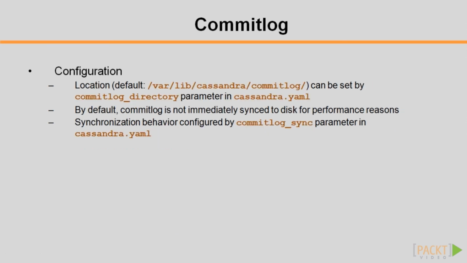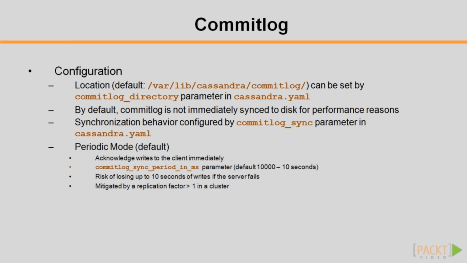The location of the commit log can be configured by the commitlog_directory parameter in cassandra.yaml. The default is in the commitlog directory under Cassandra's data directory. For performance reasons, the commit log isn't immediately synced to disk by default. This synchronization behavior can be configured by the commitlog_sync parameter, also in cassandra.yaml.